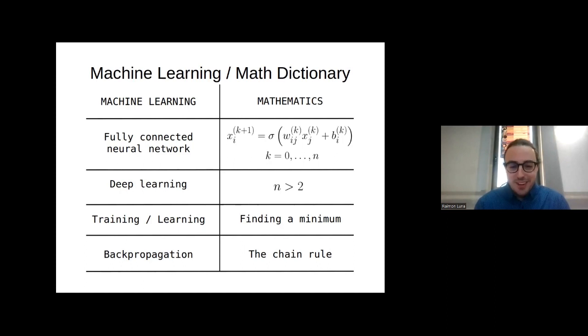When we talk about deep learning, that's because I'm saying here n is larger than 2, because, well, the more layers a network has, the more deep we call it. And so when we have many layers, or at least more than one hidden layer, then we call this a deep neural network, okay? Then whenever I say training or learning, I mean just trying to find a minimum, a local minimum of this loss function, okay? And finally, backpropagation is just a fancy name for the chain rule in this kind of operations, okay?